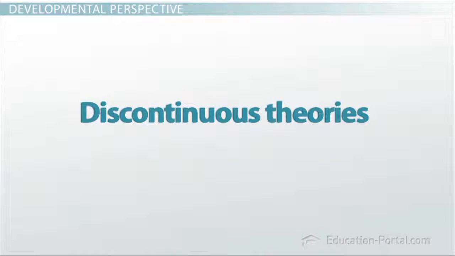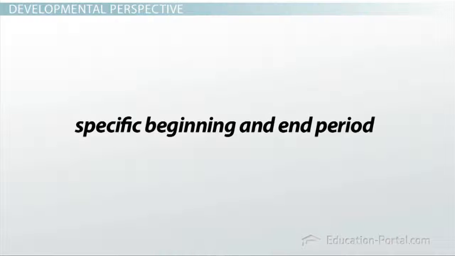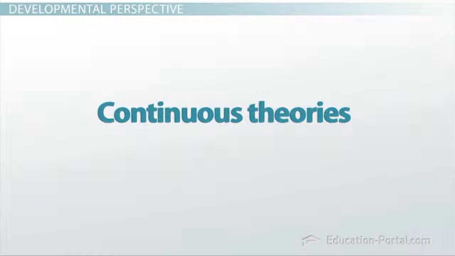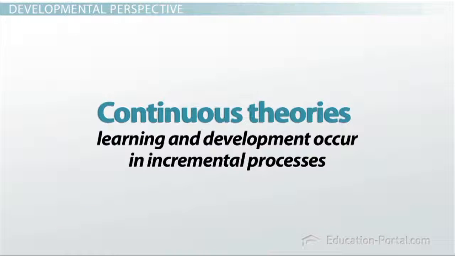Discontinuous theories are stage-like. The process of learning and development involves distinct stages which are characterized by qualitative differences in behavior. Theorists who posit discontinuous theories propose a specific beginning and end period for each stage. Continuous theories, in contrast, explain that learning and development occur in incremental processes. Learning involves gradual and ongoing changes throughout the lifespan.